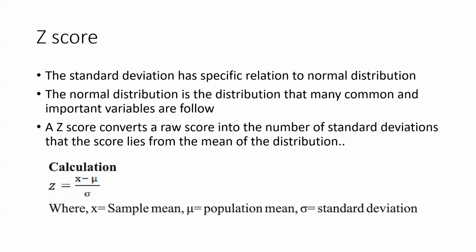Now about the Z-score. The standard deviation has a specific relation to the normal distribution. The normal distribution is the distribution that many common and important variables follow. A Z-score converts the raw score into the number of standard deviations that the score lies from the mean of the distribution. So Z-score is calculated as follows: Z = (X - mu) / standard deviation, where X is the sample mean and mu is the population mean.